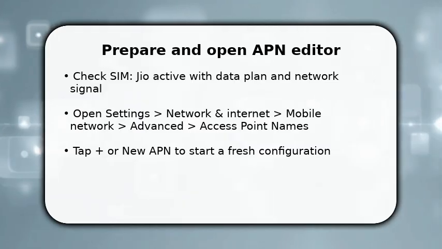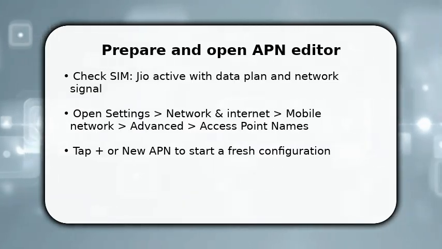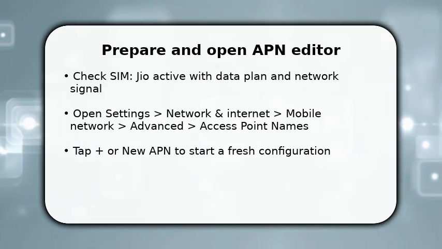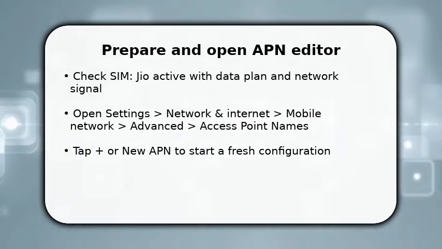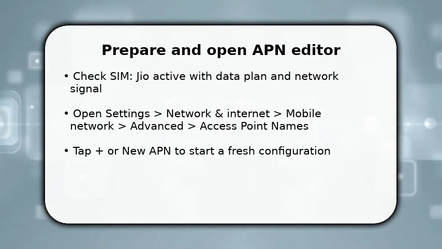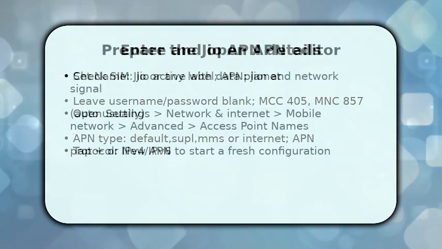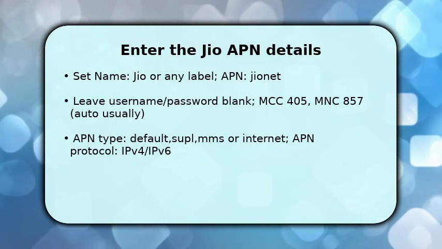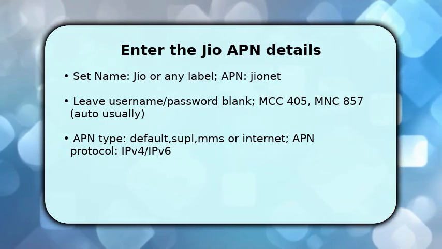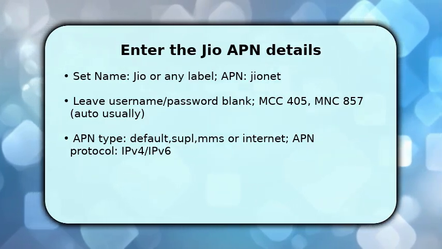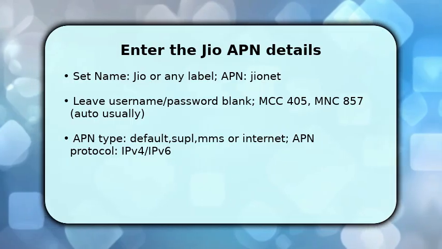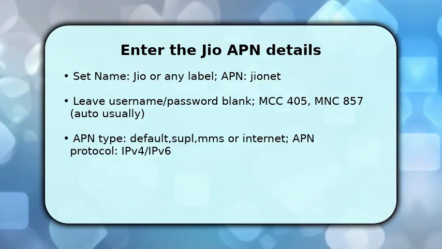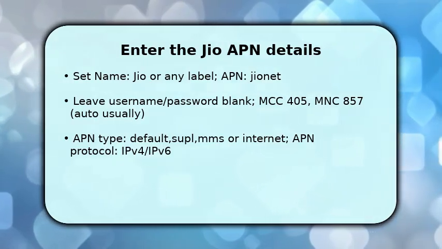Entering the APN fields immediately moves you into the core setup, so don't linger. Fill the name field first to label this profile so you can recognize it later if you switch settings. Now populate the essential fields. Set name to Geo or your custom label and APN to Geonet because that directs the phone to Geo's gateway. Leave username and password blank unless your carrier specifies otherwise.